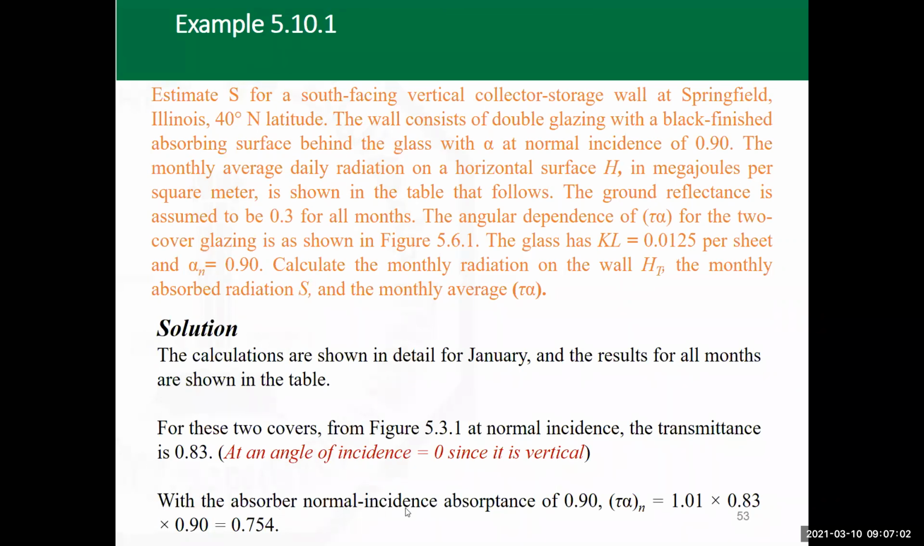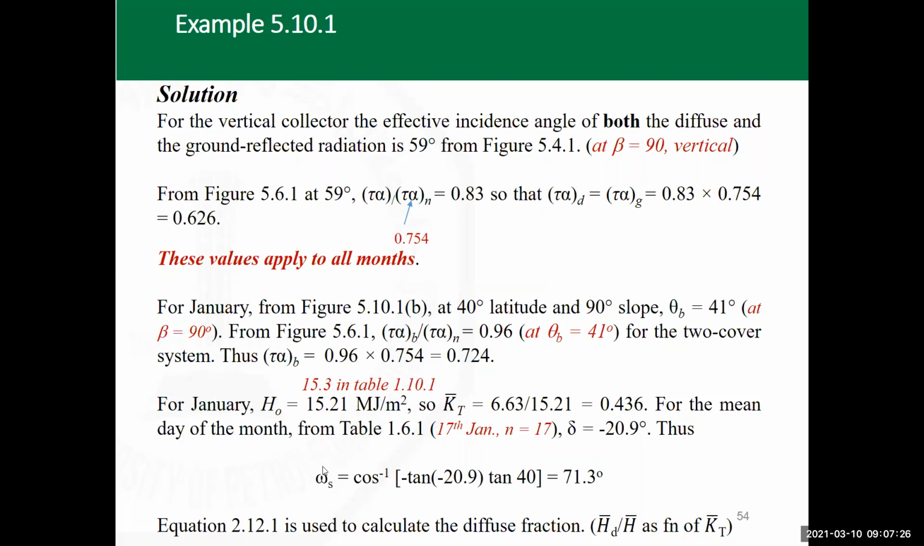Here, with the absorber at normal incidence, tau alpha is equal, the absorptance is equal to 0.9 for the incident absorbance. Tau alpha n is 1.01 into 0.83 into 0.9. 0.9 is the normal component. Then for the vertical collector, the effective incident angle of both the diffuse and ground reflected radiation is 59, which is obtained from figure 5.4.1.